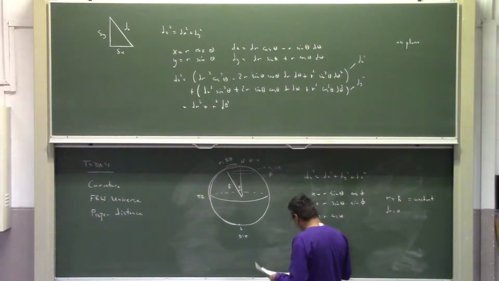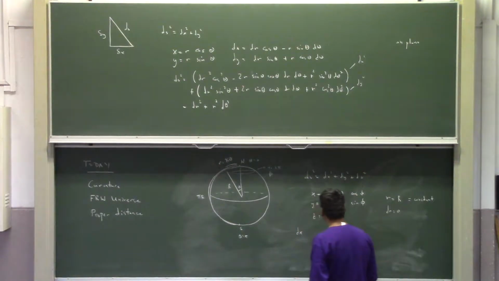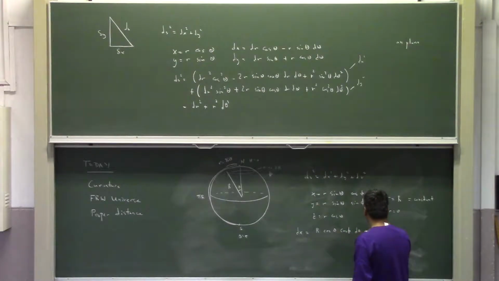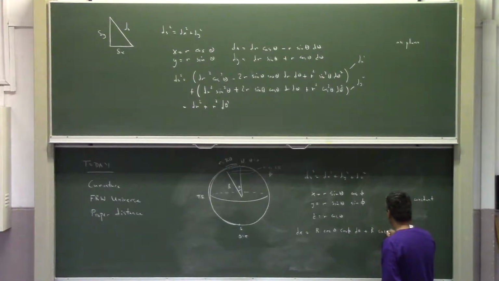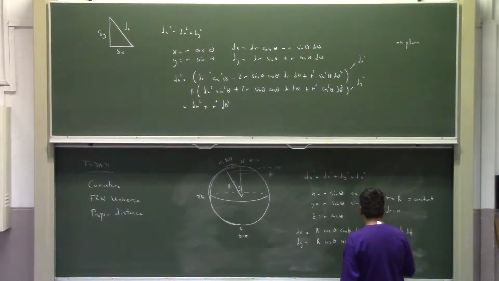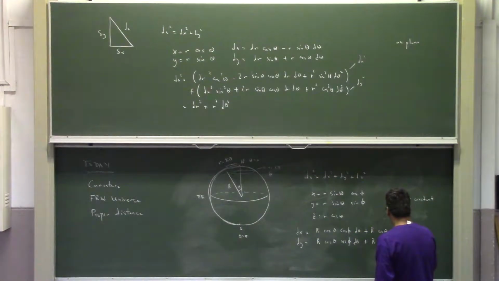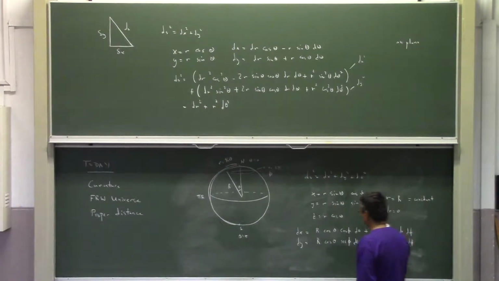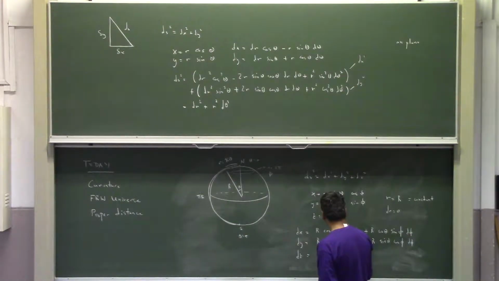So let's work out dx, dy, and dz. So dx is going to be r cosine theta cosine phi d theta plus r sine theta minus r sine theta sine phi d phi. dy is going to be r cosine theta sine phi d theta plus r sine theta cosine phi d phi. And dz is going to be minus r sine theta d theta.